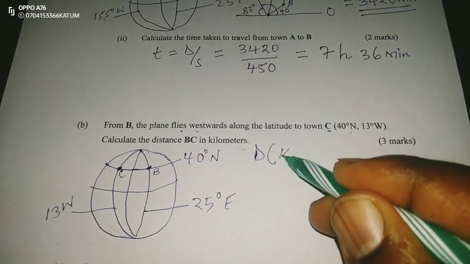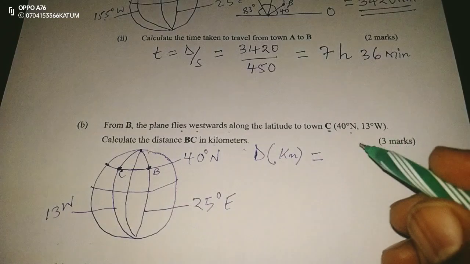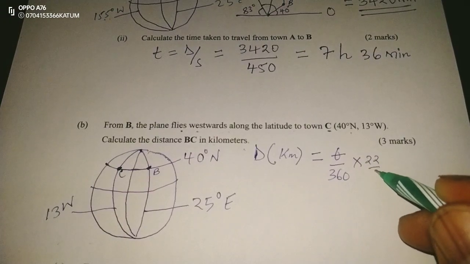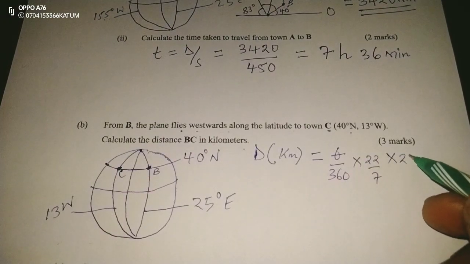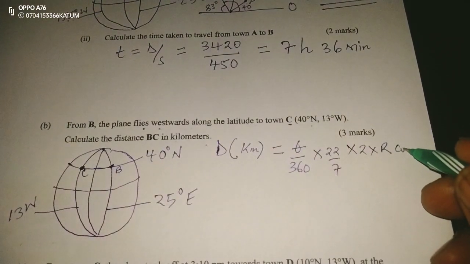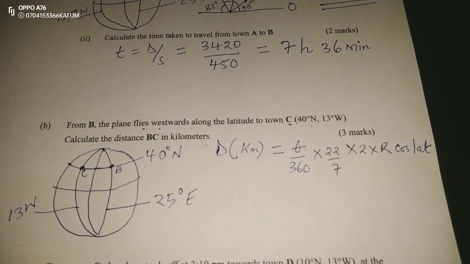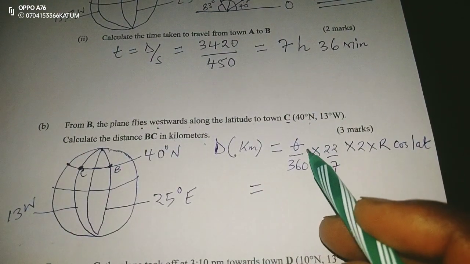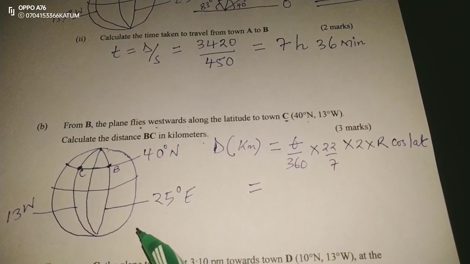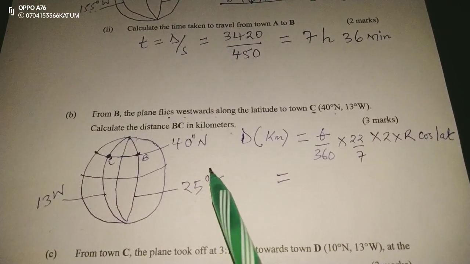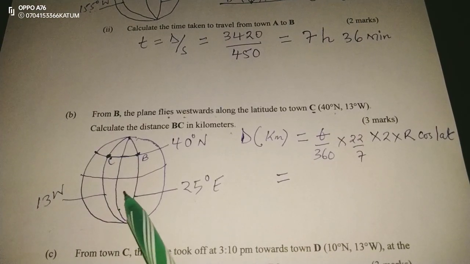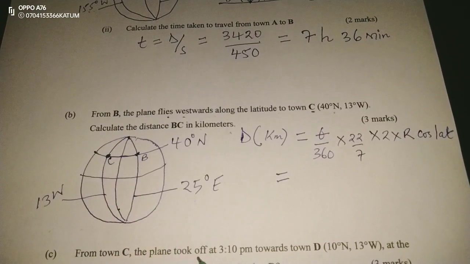Distance in kilometers along a small circle is usually given by theta over 360 multiplied by 2 pi r, the cosine of the latitude of the two places. That means we're going to have theta, which is the longitude difference from 25 all the way to 13 in the west. When two places are on longitudes which are on opposite sides of the prime meridian, that is the 0 degrees prime meridian or the Greenwich meridian, then we simply add. The angle difference will be 13 plus 25, giving us 38.